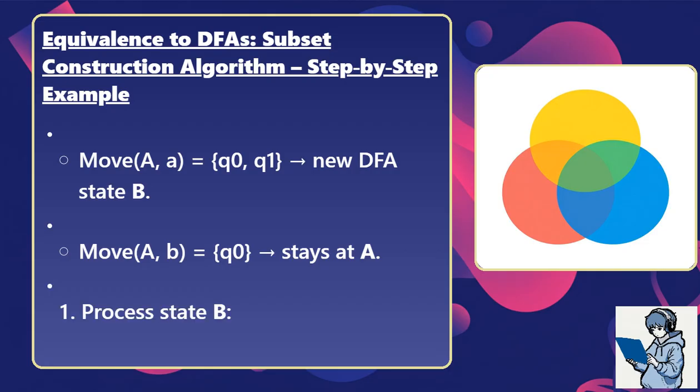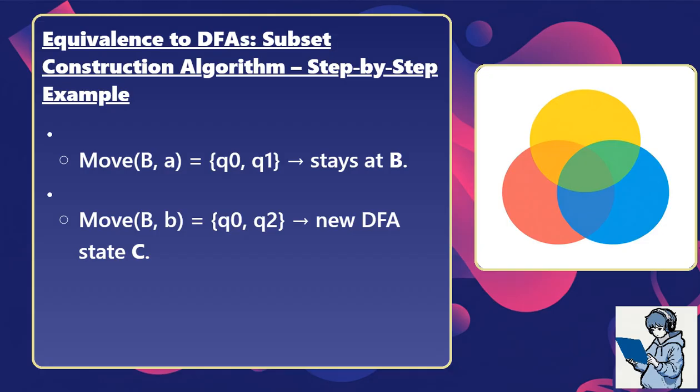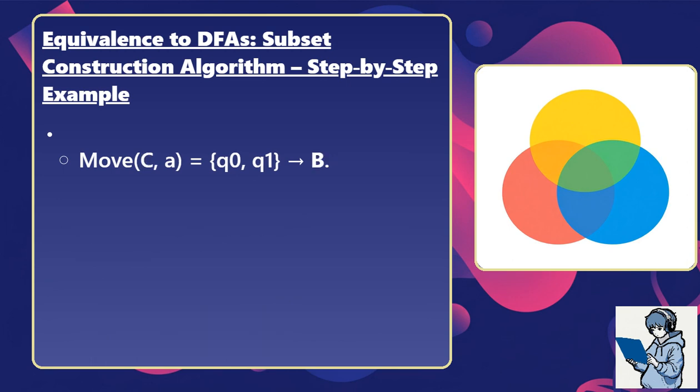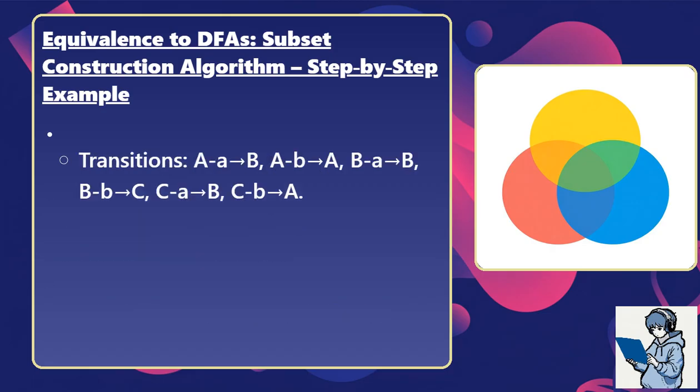3. Process state B. Move(B, a) equals the set {q0, q1}, the arrow stays at B. Move(B, b) equals the set {q0, q2}, a new DFA state C. 4. Process state C, which contains accepting q2, so C is accepting. Move(C, a) equals the set {q0, q1}, arrow to B. Move(C, b) equals the set {q0}, arrow to A. No new subsets appear, so the DFA is: states A (start), B, C (accepting). Transitions: A on a goes to B, A on b goes to A, B on a goes to B, B on b goes to C, C on a goes to B, C on b goes to A.